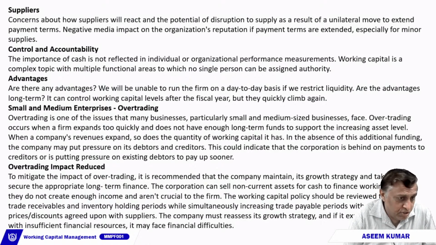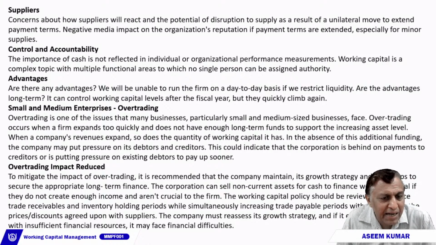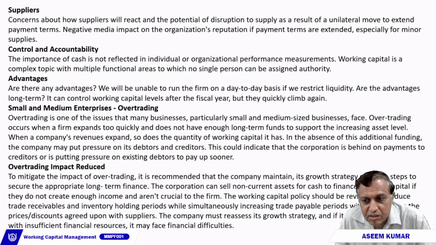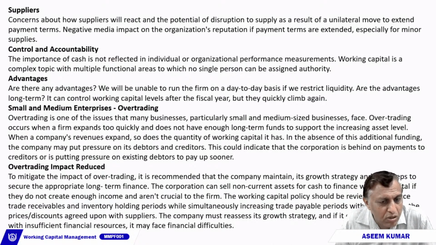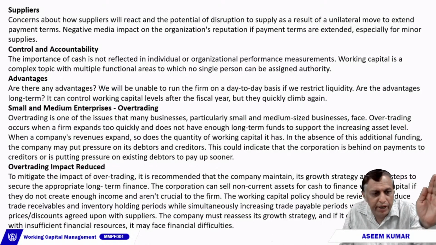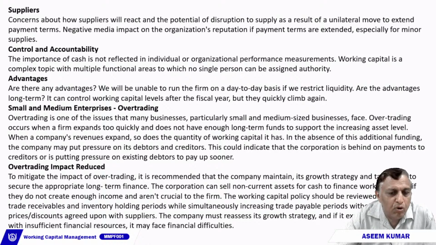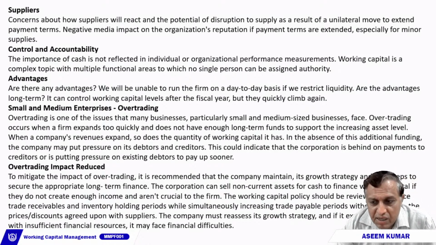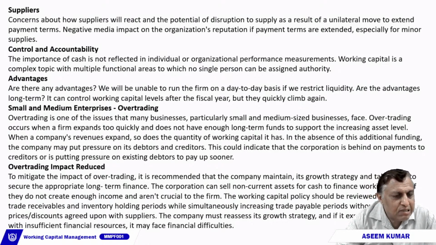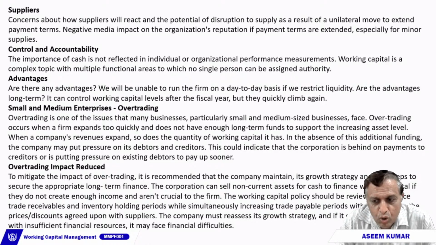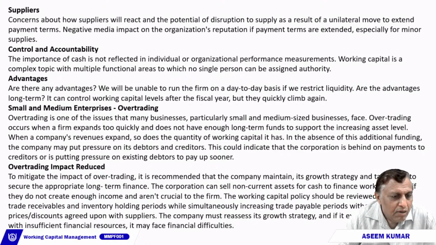Overtrading impact reduced. To mitigate the impact of overtrading, it is recommended that the company maintain its growth strategy and take steps to secure the appropriate long-term finance. The corporation can sell non-current assets for cash to finance working capital if they do not create enough income and are not crucial to the firm. The working capital policy should be reviewed to reduce trade receivables and inventory holding periods while simultaneously increasing trade payable periods without affecting the price discounts agreed upon with suppliers. The company must reassess its growth strategy, and if it expands too quickly with insufficient financial resources, it may face financial difficulties.